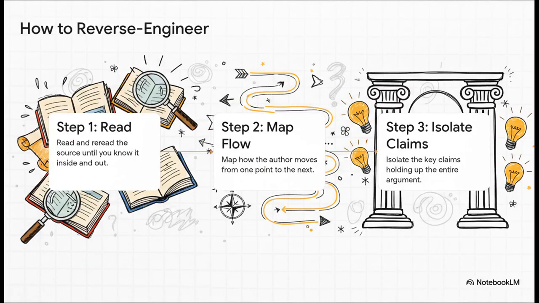And you know what? The process itself is way simpler than it sounds. It all starts with just reading and rereading. You want to know the source inside and out. Then you start to map its flow to see how the author connects their ideas from point A to point B. And finally, you isolate the key claims. These are the main pillars holding the whole argument up.